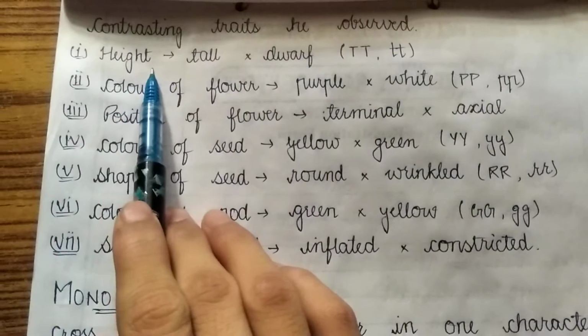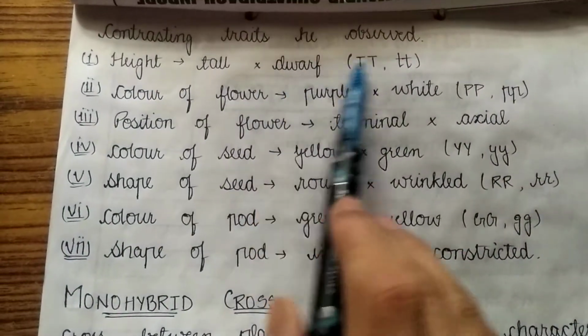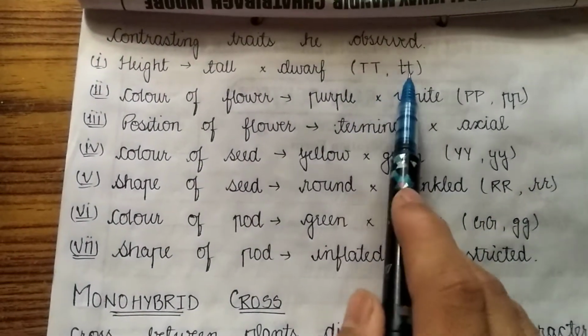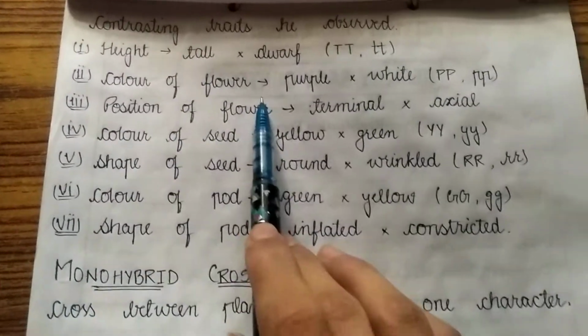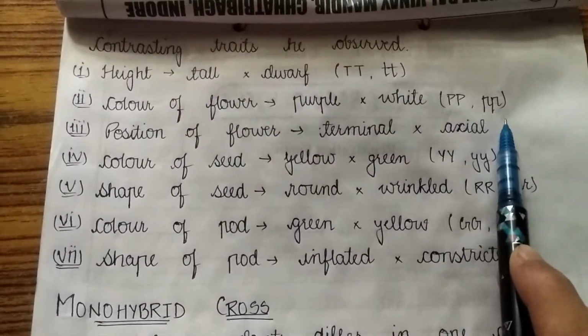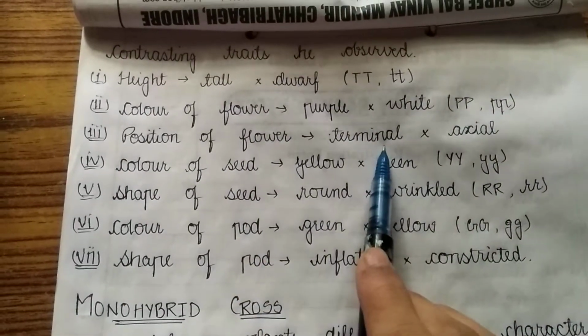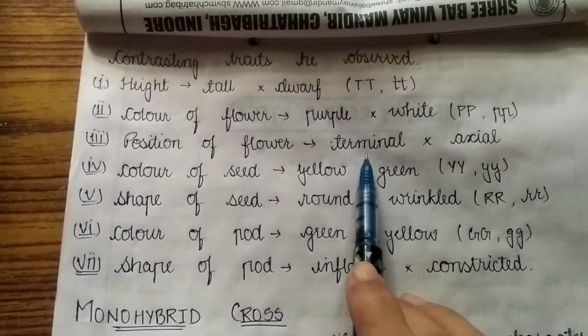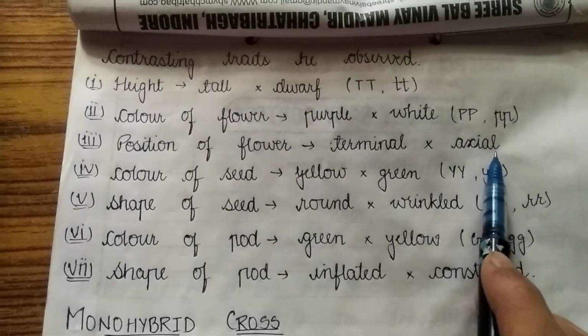The first is height. So they are tall and dwarf, represented by capital T and small t. Color of flower, purple and white, represented by capital P, small p. Position of flower, terminal and axial. Terminal means at the corner and axial means in center.